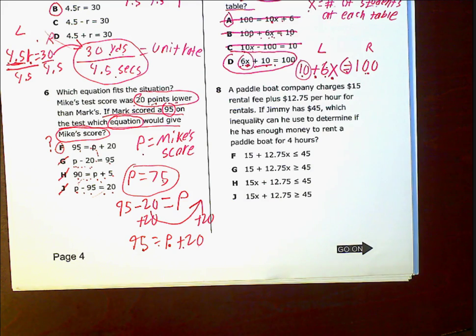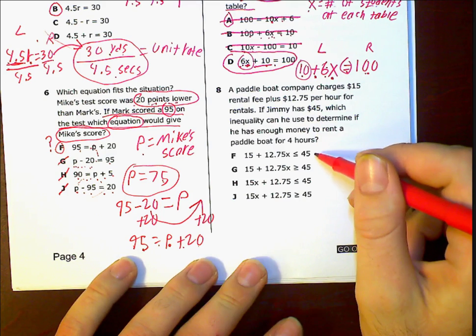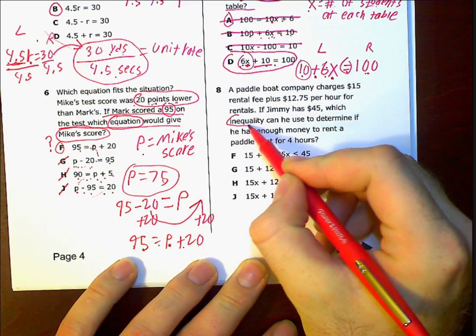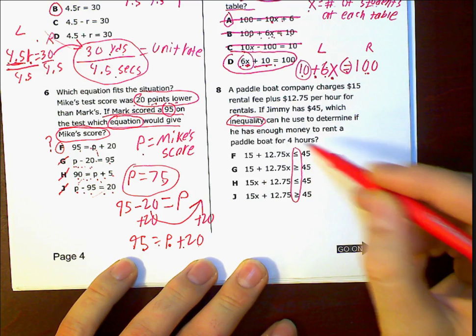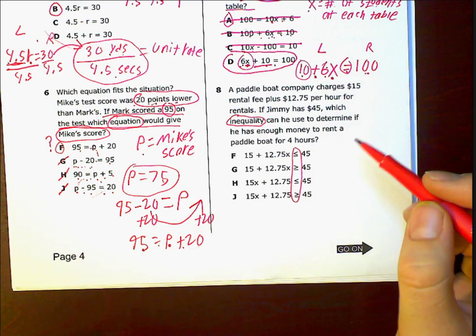Okay, so now let's look at number 8. A paddle boat company charges a $15 rental fee plus $12.75 per hour for rentals. If Jimmy has $45, which inequality can he use to determine if he has enough money to rent a paddle boat for 4 hours? Okay, so automatically, based just on the answers, but they also tell us that this is going to be an inequality. So we know what symbols we're going to use. It's not going to be an equation, an equal sign.